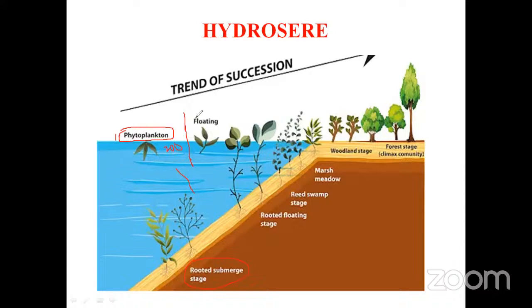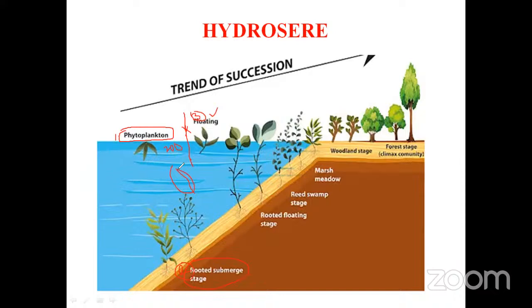After that, the third one is floating on water. You know the examples, Pistia, Eichhornia. This is the third type. And next one, sorry, this is not, it's the wrong one. So second here, rooted submerged and not rooted submerged.